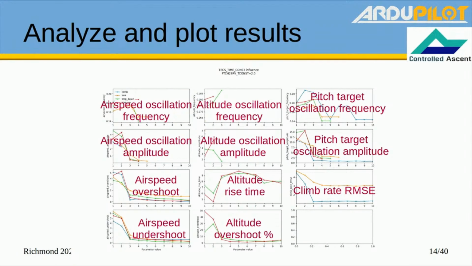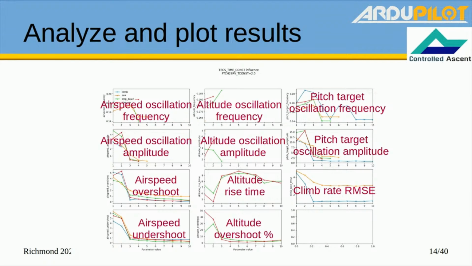The top two rows are about oscillations. So ideally, you don't want to see data points there. If there's no data point, it means there is no oscillation. The first column is about airspeed oscillation, frequency and amplitude. The center column is about altitude oscillation. And the third one is about the pitch reference command that TECS generates. And the lower side is for airspeed overshoot and undershoot, separately set. I think it makes a lot of sense.